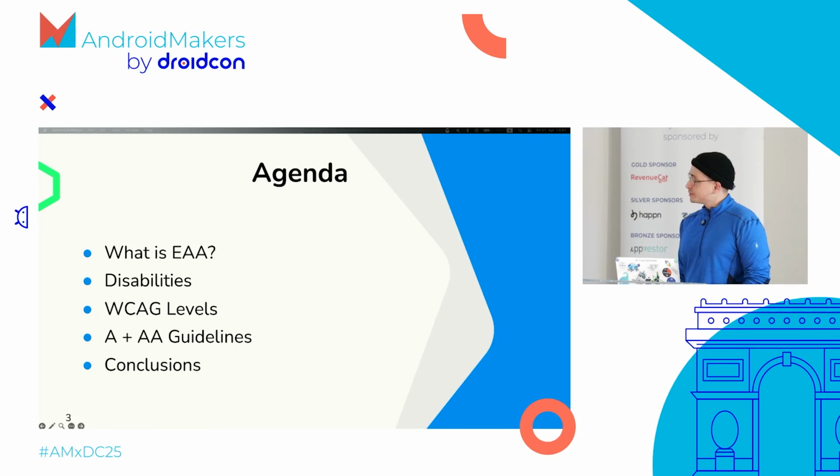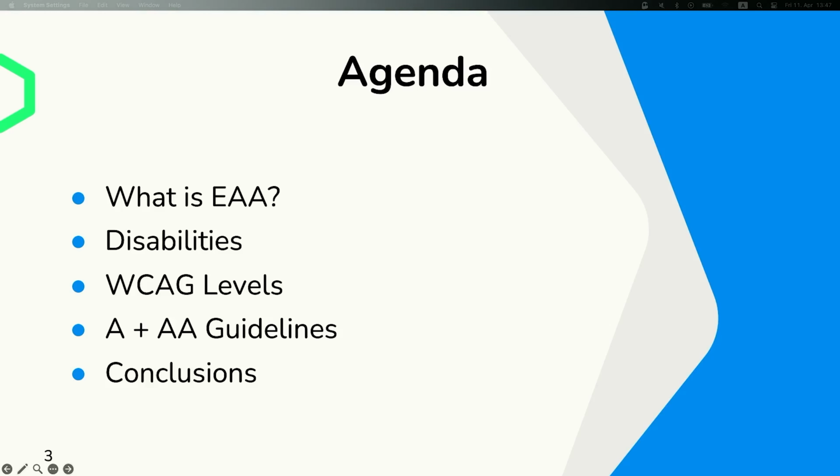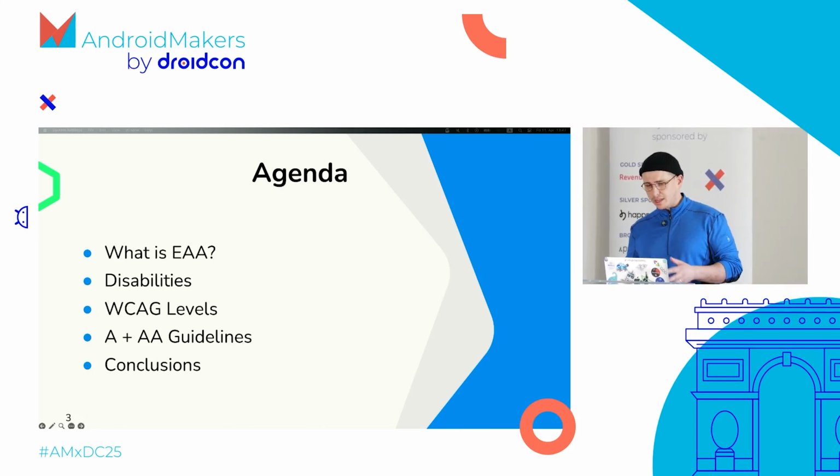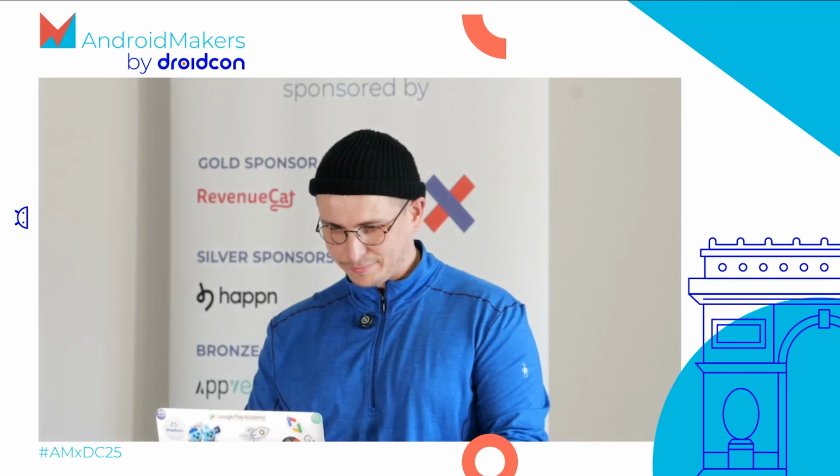So today what we will discuss is what the EAA actually is, the types of disabilities, and then we will cover the WCAG levels. Some people call it WCAG, others WCAG, I don't know what's right. So let's say WCAG levels, and especially level A and AA, because these are what is actually required by the EAA. And then we draw some conclusions, and I will try to accompany all of these points with some examples from real life, so it should be easier to follow, hopefully.